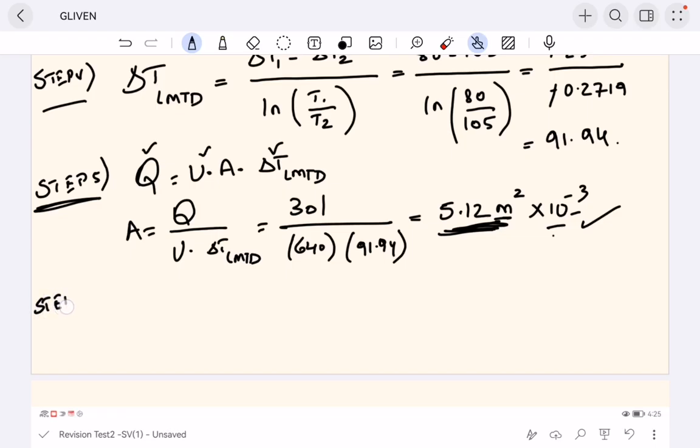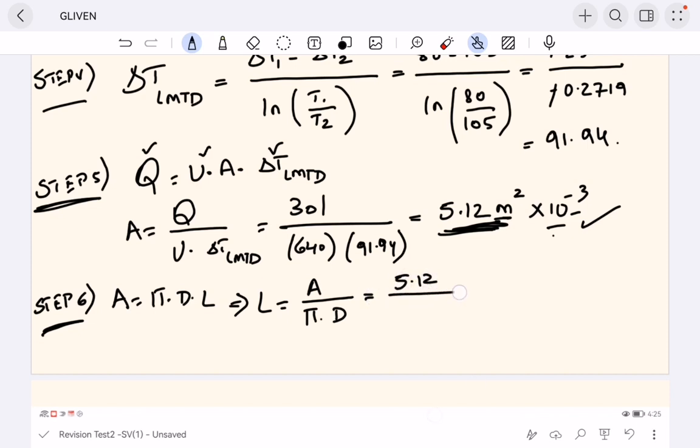Step 6. Area is equal to pi times d times L. L is equal to area divided by pi times d. So area 5.12, as I said, I'm going to use 5.12. It's actually times 10 to the power minus 3, but if I use 10 to the power minus 3, the length is going to be too small. So 3.14 times diameter, which is 0.015. If I calculate, I'm going to get the length of 109 meters. So length is 109 meters.